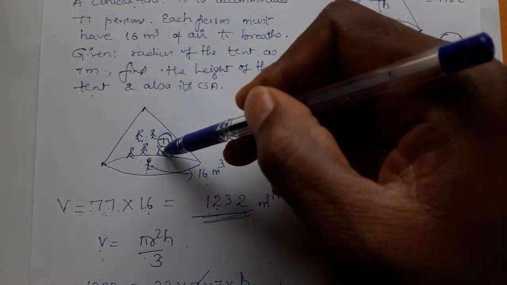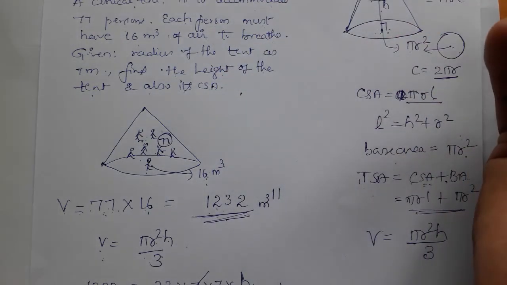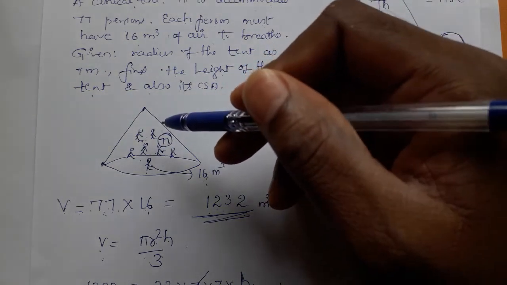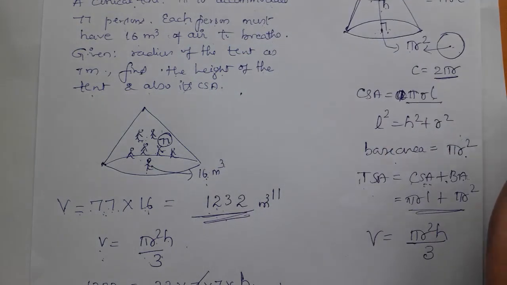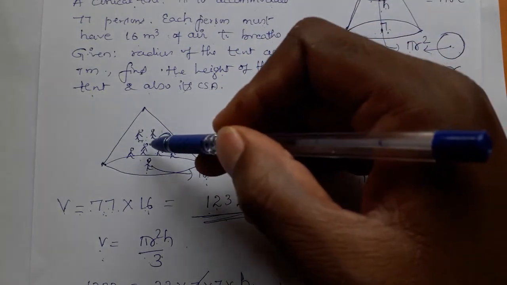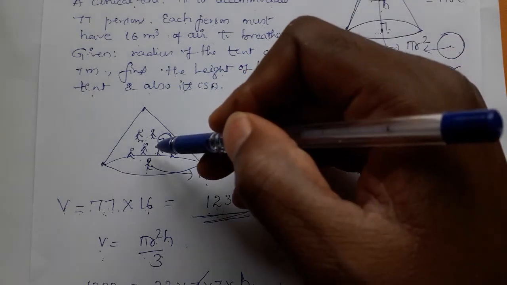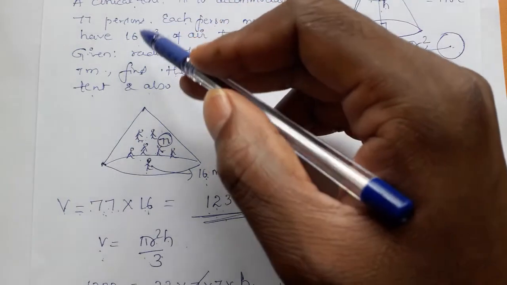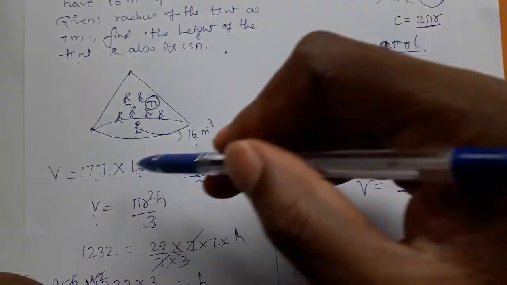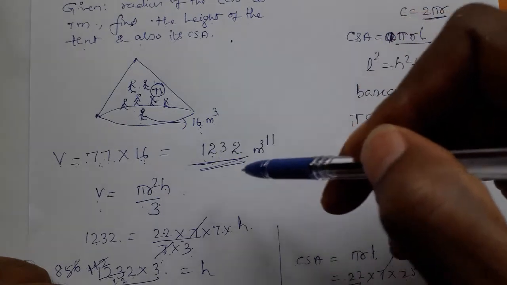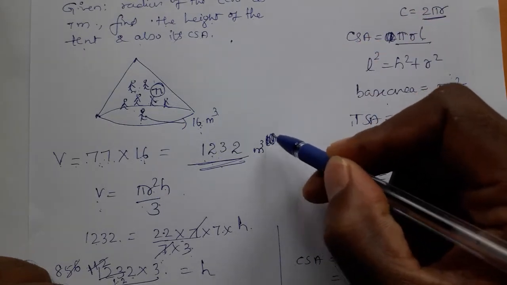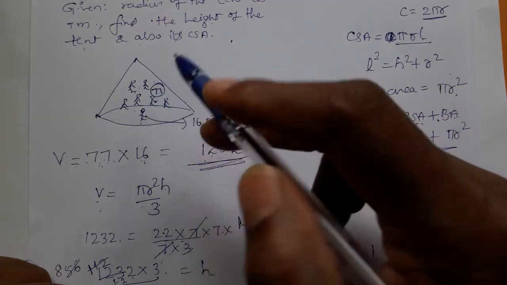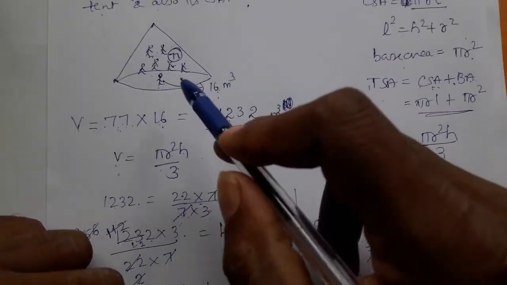What amount of air is present? That is the volume of the conical tent. Now, inside the conical tent, liquid is not there. If liquid is there, we will use volume of the liquid. But here, inside the conical tent, air is present. So, what is the volume of air? Volume of air, nothing but volume of cone. To find out, they have given one clue, that is 77 persons are there, each requires 16 meter cube of air. That both multiplied will get 1232 meter cube of air. That 1232 meter cube of air is present inside the conical tent. That is equal to the volume of the cone.